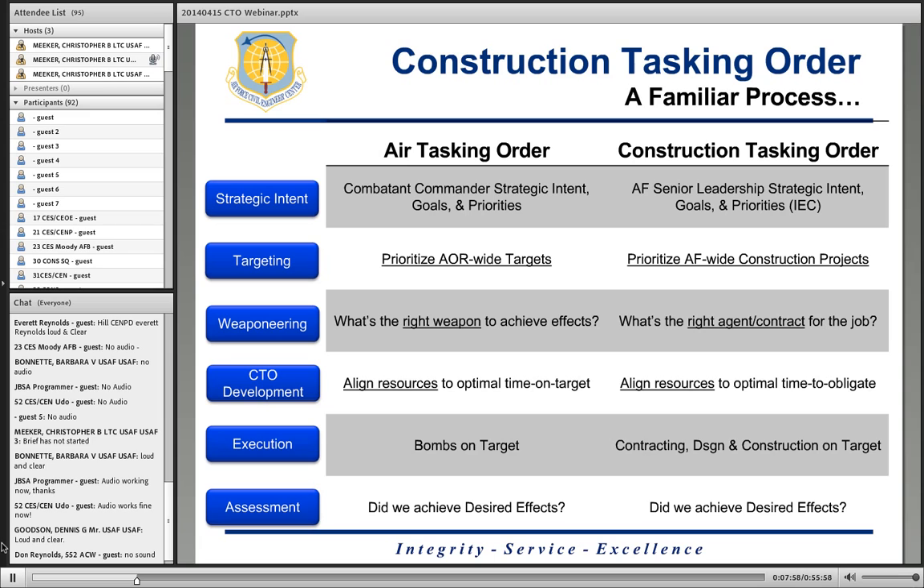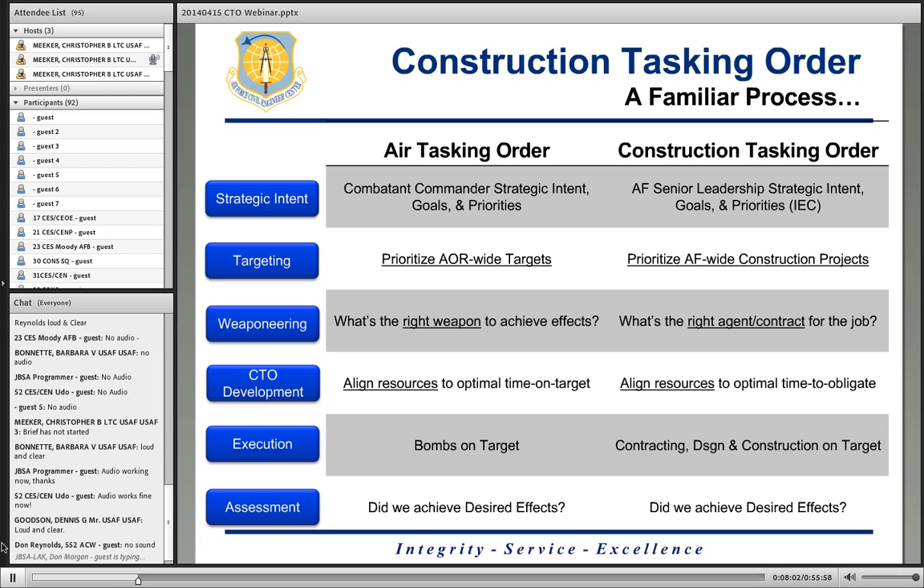So how does that compare to the construction process? Well, we have a ton of different contract vehicles out there that are accessible to us. We have agents, between the base, between AFCEC, between outside the Air Force with the Corps and NAVFAC. We have a lot of different agents that bring a little different piece to the fight. So it's important that when we're determining how to execute a requirement, that we're looking at the best fit for that requirement. And then from that, we align our resources, and that's where the time on target happens in the CTO development process.